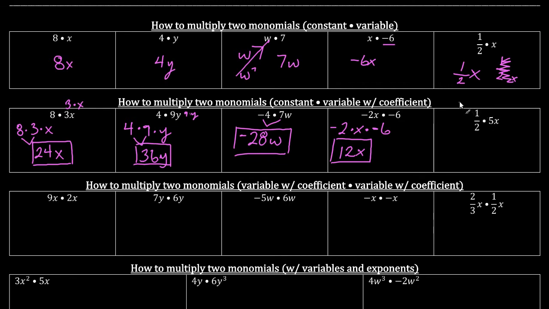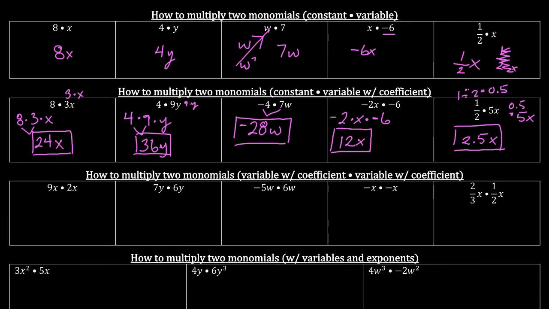Alright, so we have a positive times a positive, so it's going to be a positive. If you do 1 divided by 2, you can get the decimal form, 0 and 5/10. So 0.5 times 5x. That will give you 2.5x, 2 and 5/10 x.